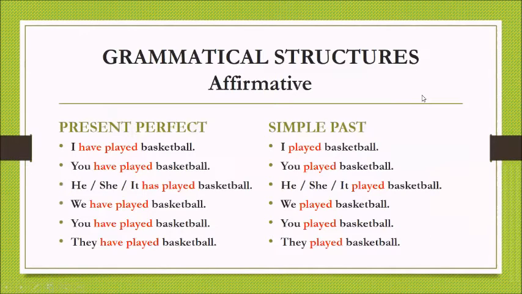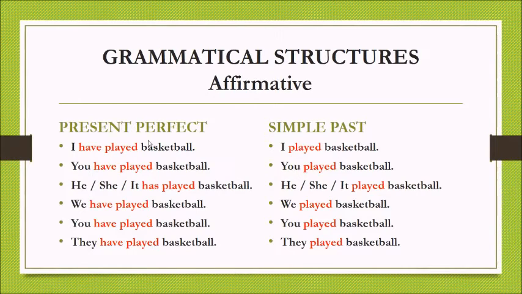The first thing that we are going to check about these two tenses is how to form the affirmative. Remember that in the present perfect, we use the auxiliary have and the main verb in past participle. In the simple past, we have regular verbs and irregular verbs, and we have to use them in past.